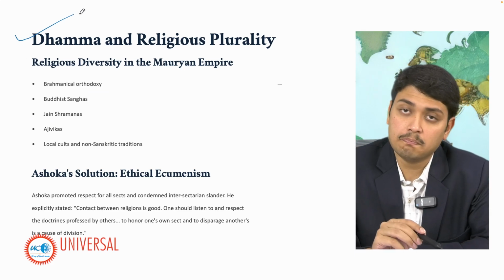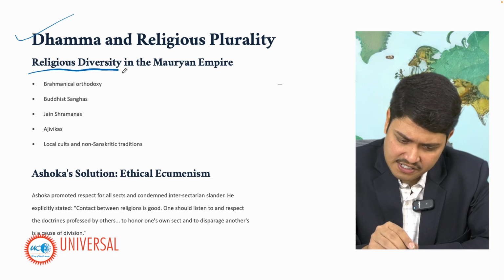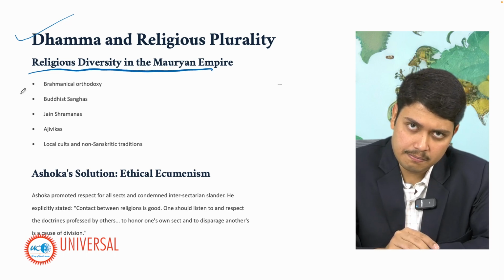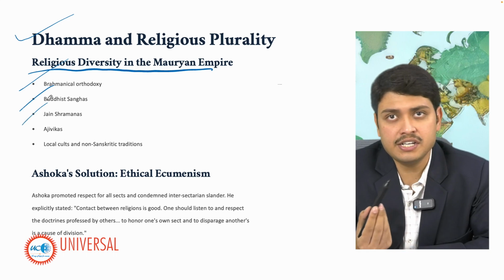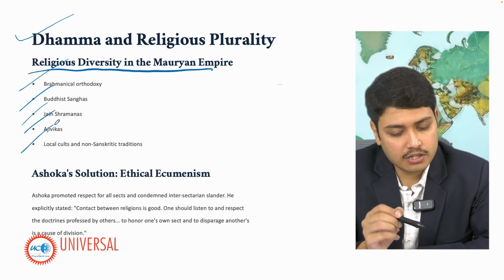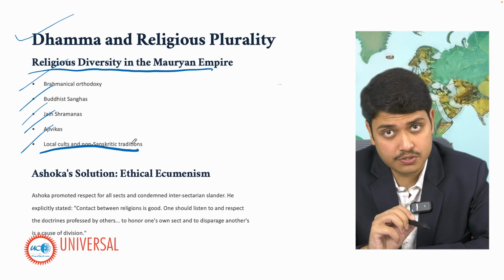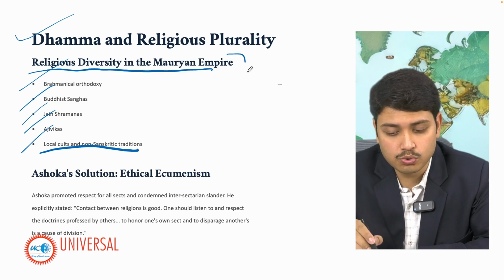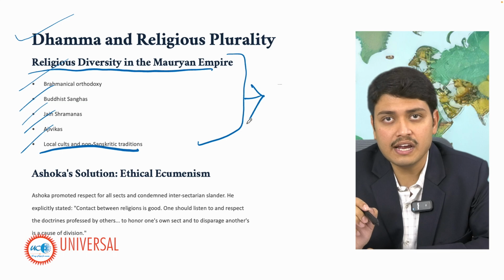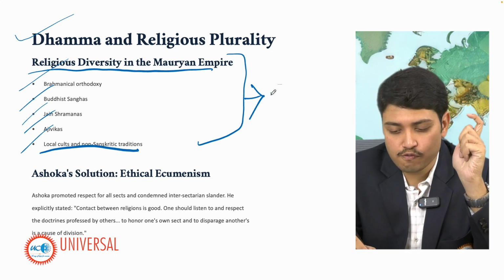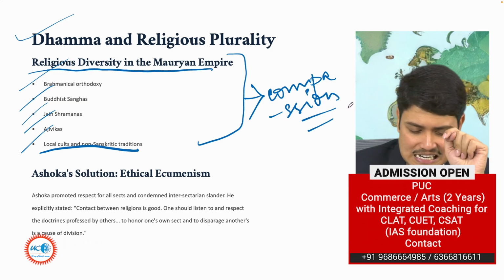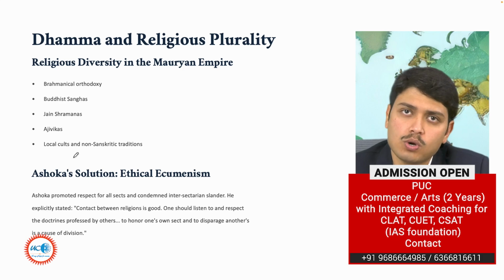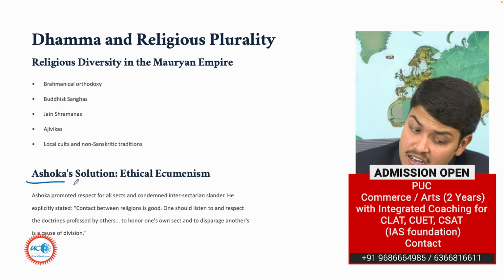Dhamma and religious plurality. Religious diversity in the Mauryan Empire: Brahminical orthodoxy, Buddhist Sanghas, Jain Shramanas, Ajivikas, the local cults and non-Sanskritic traditions. Dhamma tried to unite them with the key notion of compassion. Now, the next point is Ashoka's solution, the ethical ecumenism.